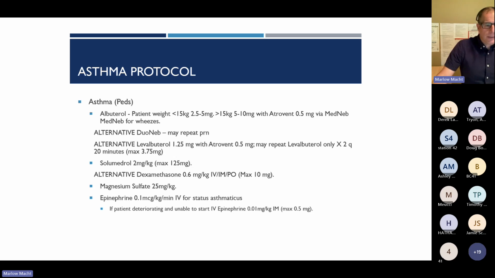And again, with a sick pediatric patient, these are the patients that respond really well to titrating the epinephrine, and there's very little downside in pediatric patients.